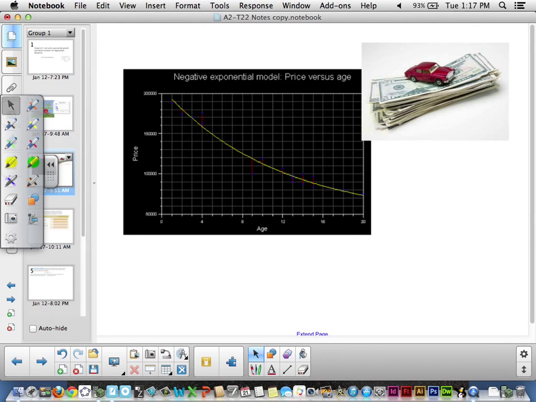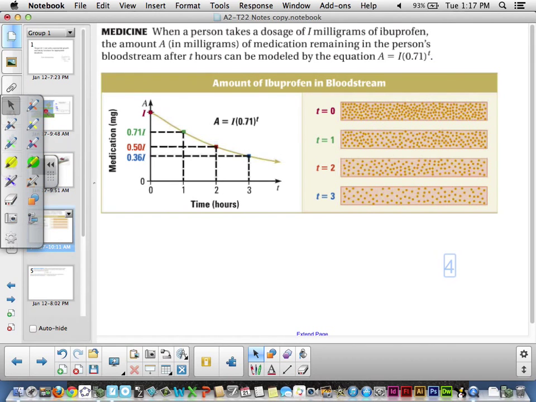Right? Same thing with the price of a car. The price of the car is going to go down every single year, and it's going to be based on what it was worth before. It's going to be worth a certain percent less every year. Medicine follows exponential decay. The amount of medicine in your system decreases, and your body only uses a certain percentage of what's there.